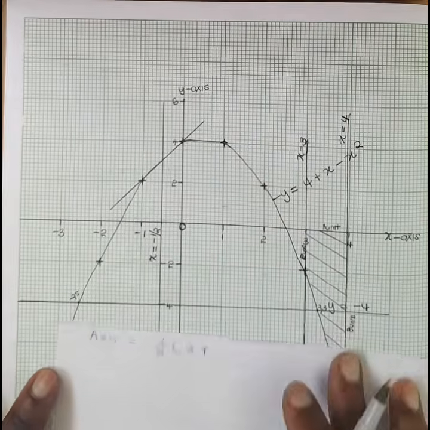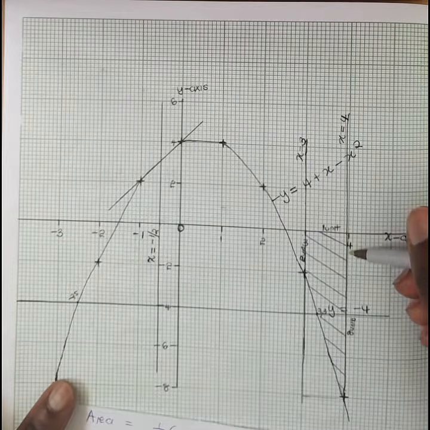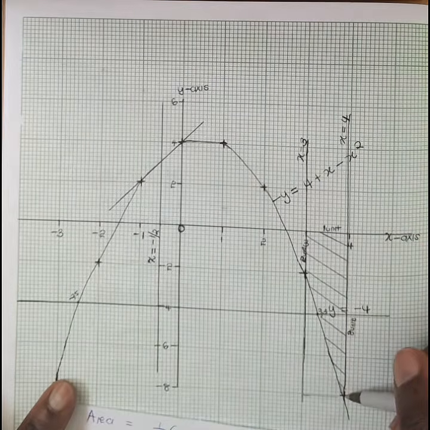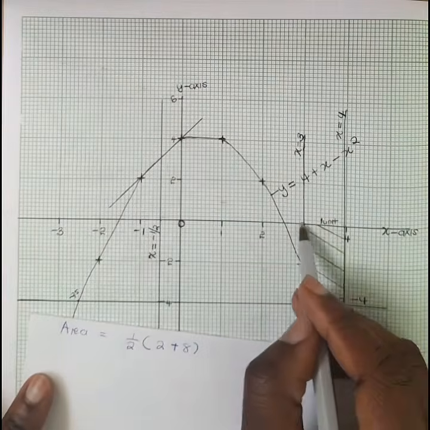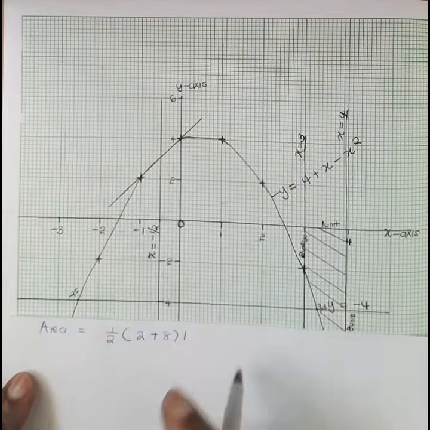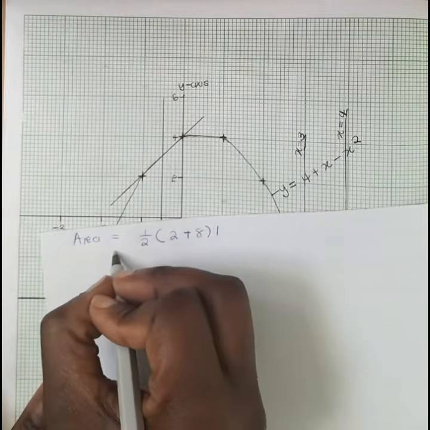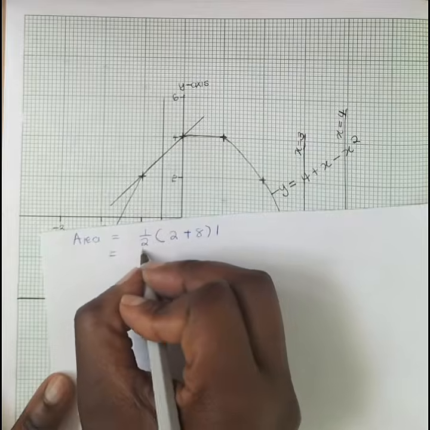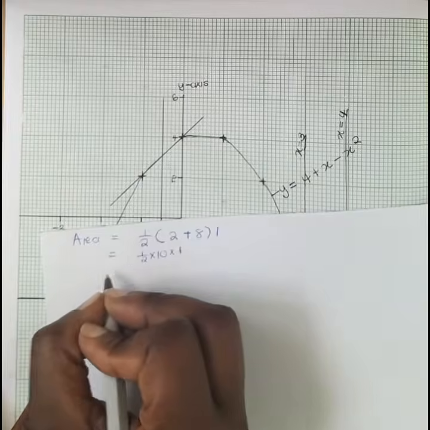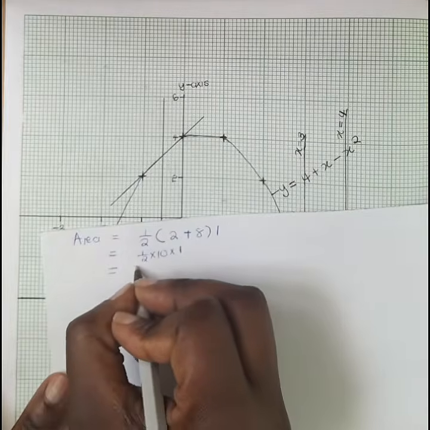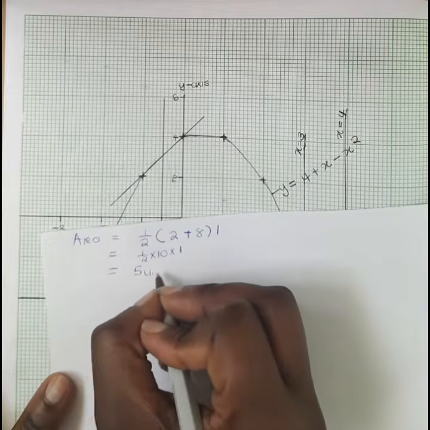And then our B, we are going to take this length, which is 8 units. And then our height, we are going to take this 1 unit. So we say half times 2 plus 8, which is half times 10 times 1. We are going to obtain our answer as 5 square units.